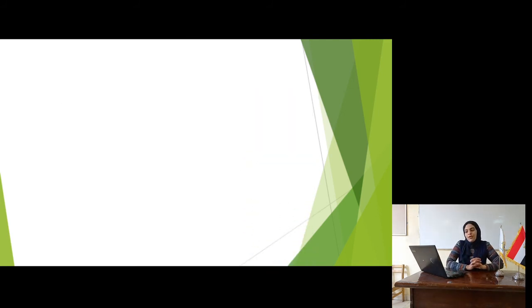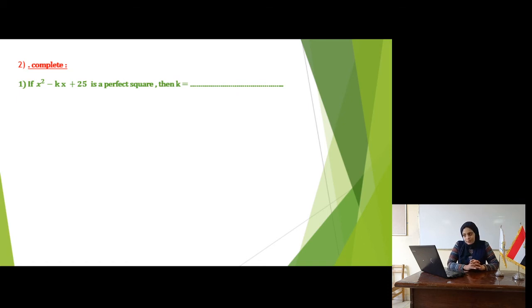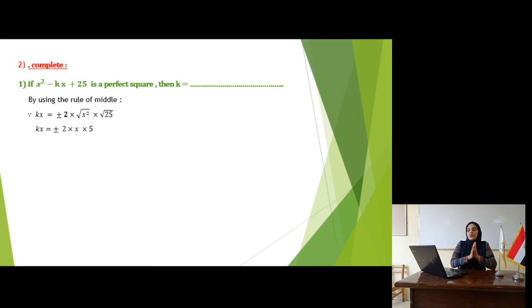Let's move to slide number 5. Complete: if x power 2 minus kx plus 25 is a perfect square. We will need to get the middle term. It's a very important exercise. By using the rule of the middle: the middle equals positive or negative 2 times the square root of the first and the square root of the third. The square root of x power 2 equals x, and the square root of 25 is 5. So the middle here is positive or negative 10x. So k equals positive or negative 10.